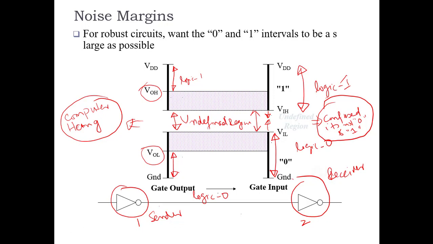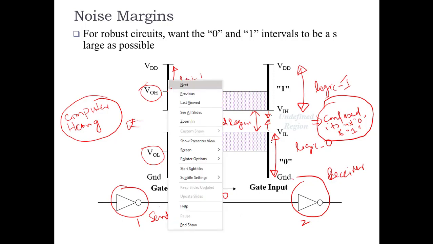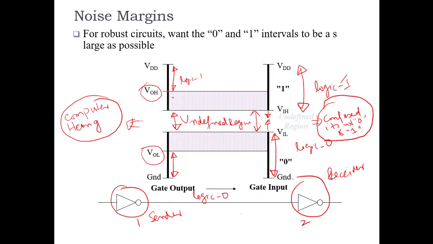The second thing to be considered is the noise margin. You see, the sender is allowed to send a voltage between VOH and VDD for logic 1.